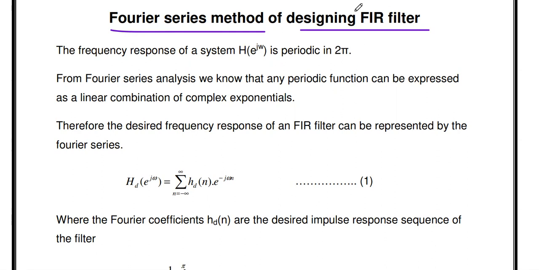In order to design the digital FIR filter, there are many methods. The first method is the Fourier series method. The second method is the windowing technique, using Hamming window, Hanning window, rectangular, Bartlett, Blackman. There are many windowing functions, and using them we may design the digital FIR. And the third method is the frequency sampling method. Using the frequency sampling method, we can design FIR.